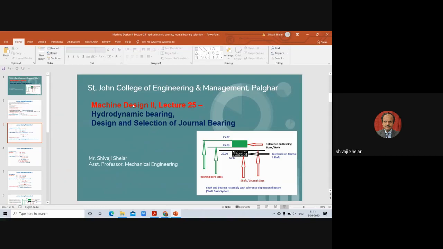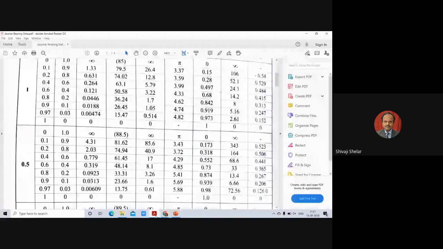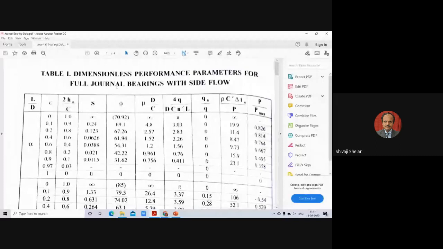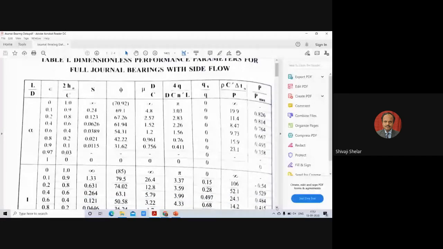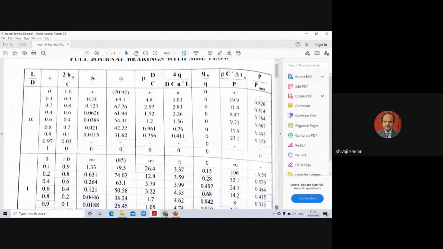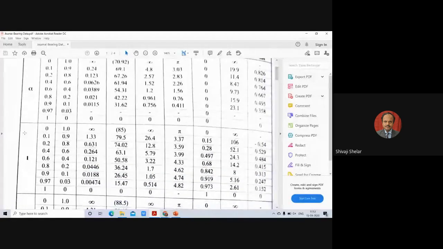Okay, so this is the table you can see here. Dimensionless performance parameters for full journal bearing. Full journal bearing means 360 degree bearing with side slope. If your L by D is greater than 1, Qs by Q, where Qs stands for side flow rate of the lubricant, will be 0 everywhere. Now since your L by D is equal to 1, we have to refer here. In our problem we have L by D equal to 1, so this data we have to refer here.